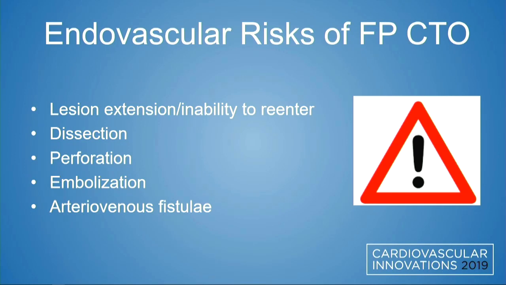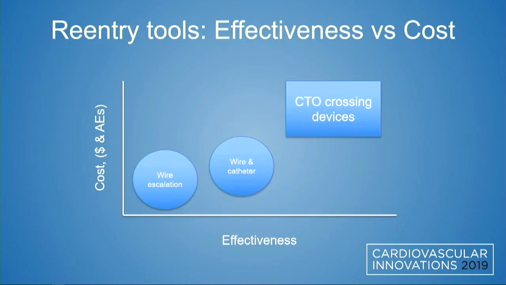There are some risks with femoral popliteal CTO recanalization where these devices may help, including the ability to hopefully keep the subintimal lesion from extending down into another segment. Perforation, embolization, or AV fistulae can also be issues. But really these CTO crossing devices and reentry devices certainly increase cost, but hopefully add to your effectiveness in ultimately crossing the lesion.